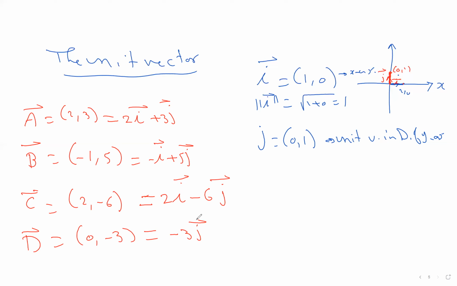Is it okay? So I is the unit vector in the direction of the x-axis, and J is the unit vector in the direction of the y-axis, and we can write any other vector in terms of I and J. Is it okay? Do you understand? Have you got it?